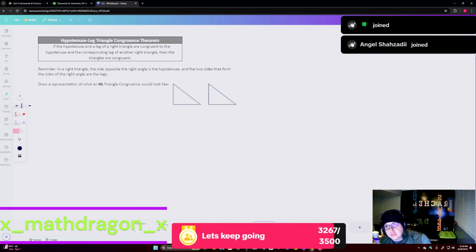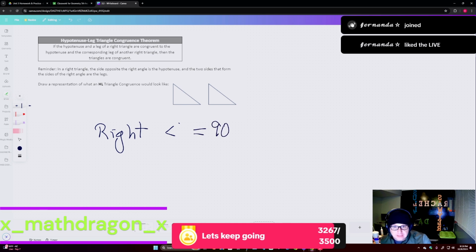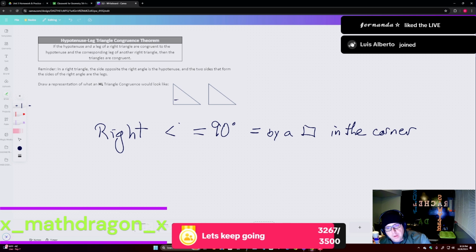And what that means is there's a couple things. First off, first and foremost, we need a right angle. And a right angle is 90 degrees. And 90 degrees is also indicated by a box in the corner. So there better be a box here. If there's not a box here or 90 degrees, you can already stop the hypotenuse leg theorem because it's done. Okay? Next, once I do that, you heard me, we have the hypotenuse leg theorem.